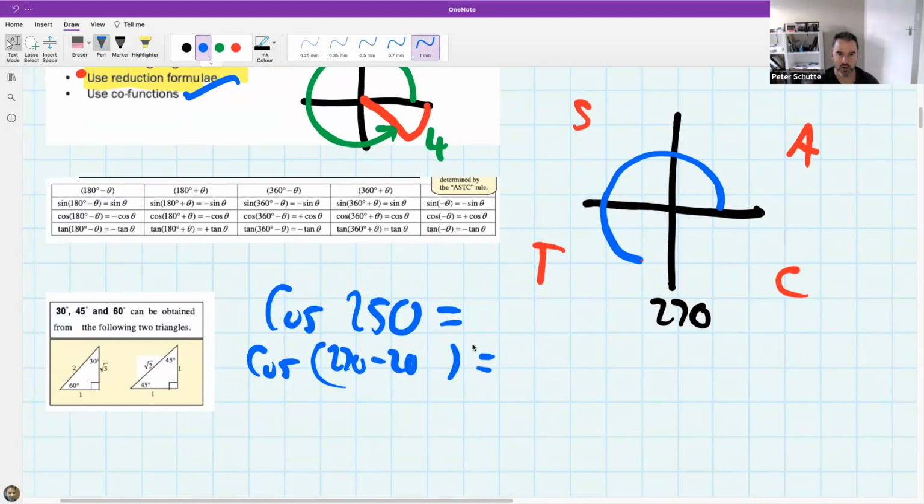So what we're going to say is that we can change it now. It'll become negative sine 20. So notice how the 20 is still there, but the ratio has changed because you are using cos. And what's the co-ratio of cos? It's sine. And in this quadrant, cos of 250 is negative. So it has to stay negative overall.